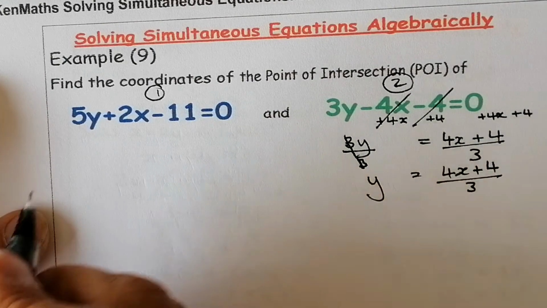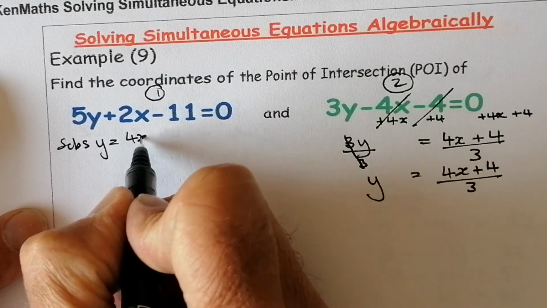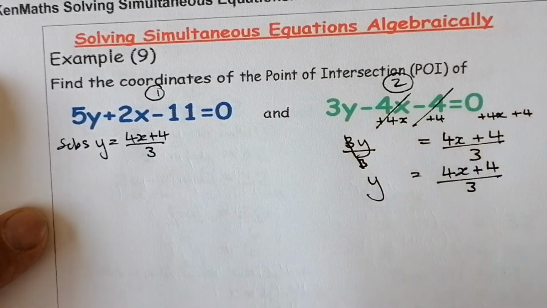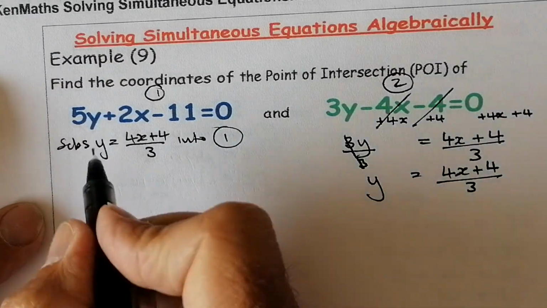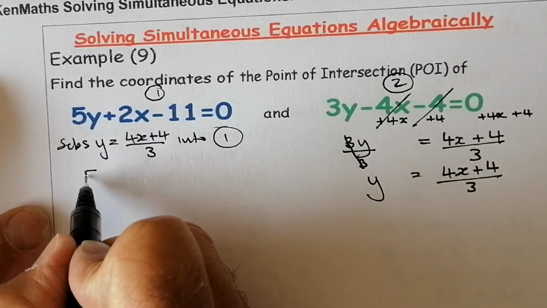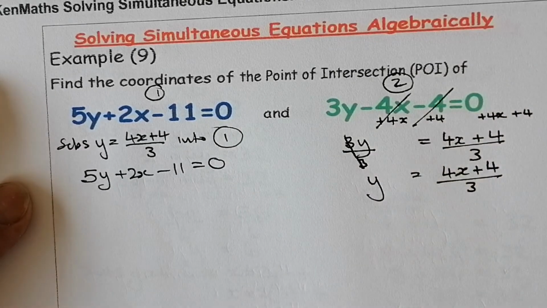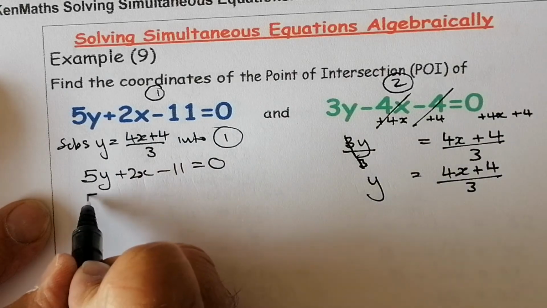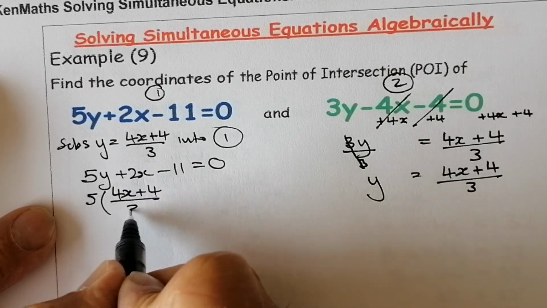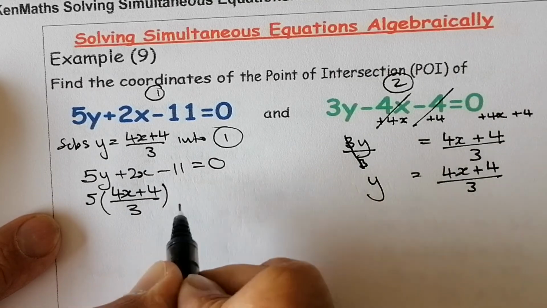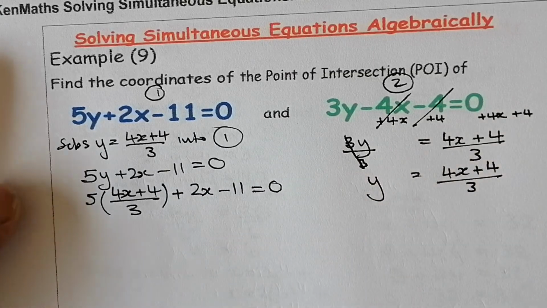So what I've got here is I'm going to substitute y is equal to, so this is quite an awkward one, but same process: substitute that into equation number 1. Okay, so what I've got is 5y plus 2x take 11 equals 0. So that's going to be substituted in here. So I've got 5 times 4x plus 4 all over 3, and I've got plus 2x take 11 equals 0.